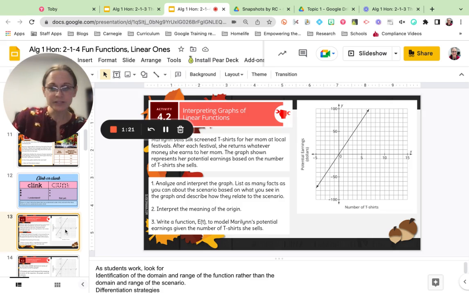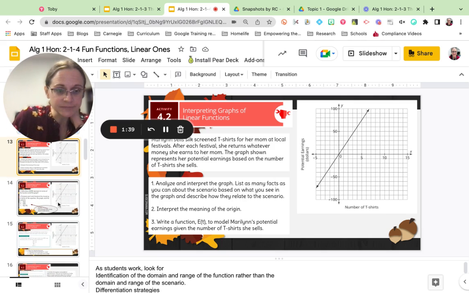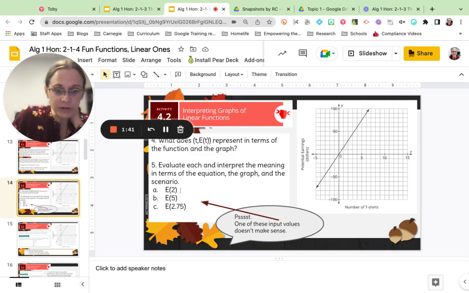As we move on, we start to work on this scenario that's going to continue throughout the lesson. In this example, Marilyn is selling t-shirts. And what does this graph mean? It means if she sells 0 t-shirts, she makes $0. And then the graph shows her profit, shows her earnings. Students explore how much she would earn for selling different numbers of t-shirts.